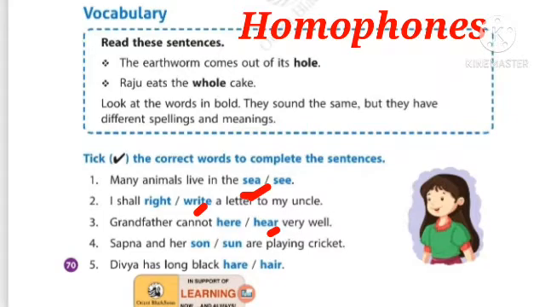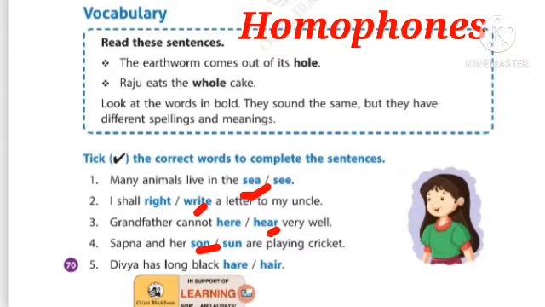Fourth one: Sapna and her son are playing cricket. Here, S-O-N, son, or S-U-N, sun. Which is the right one? S-O-N, son. So Sapna and her son are playing cricket.